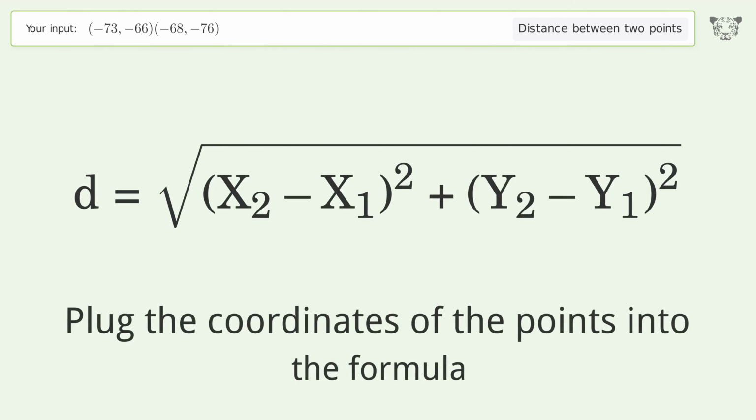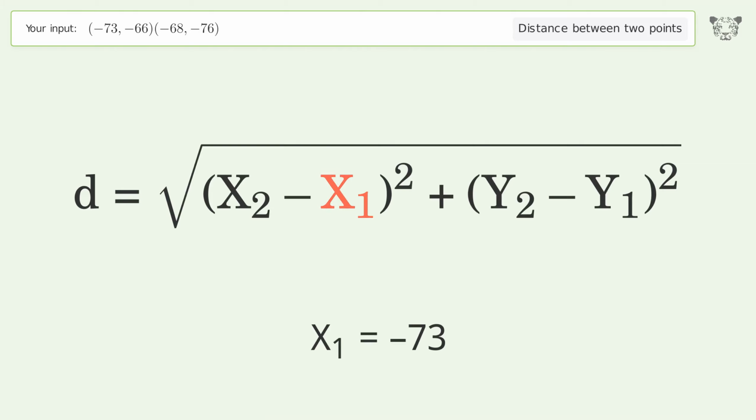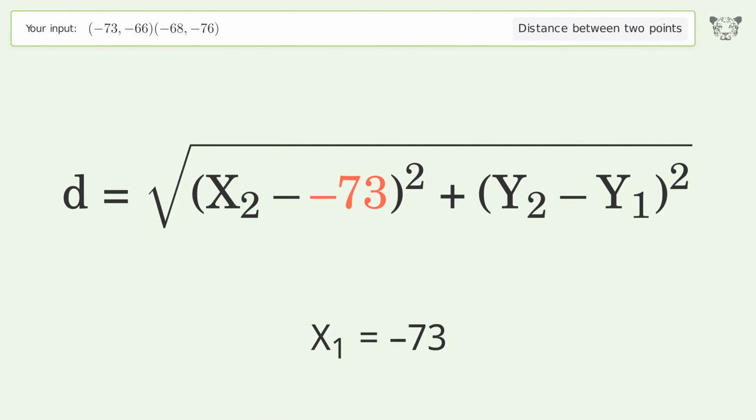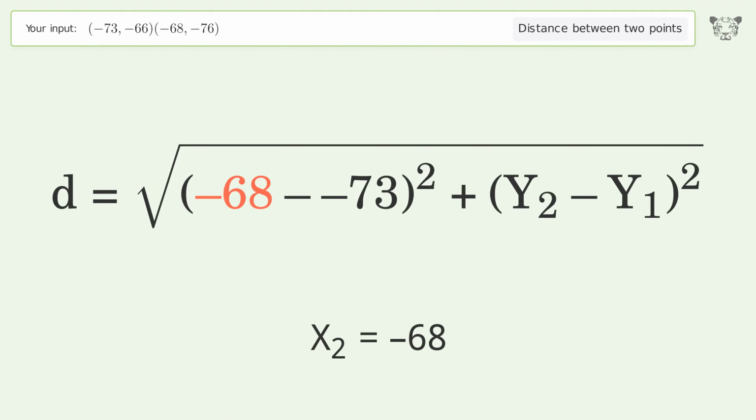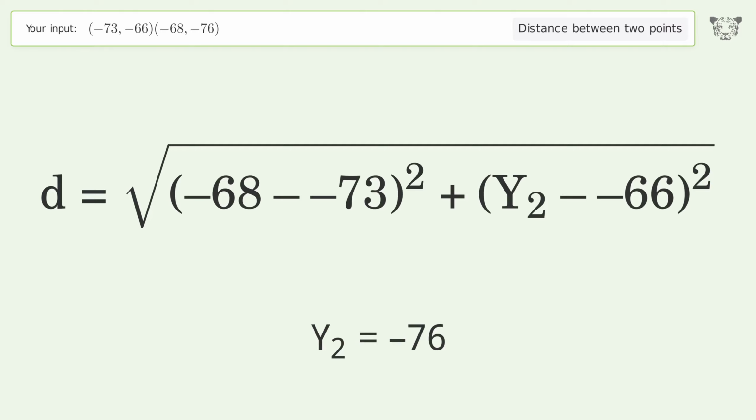x1 equals -73. x2 equals -68. y1 equals -66. y2 equals -76.